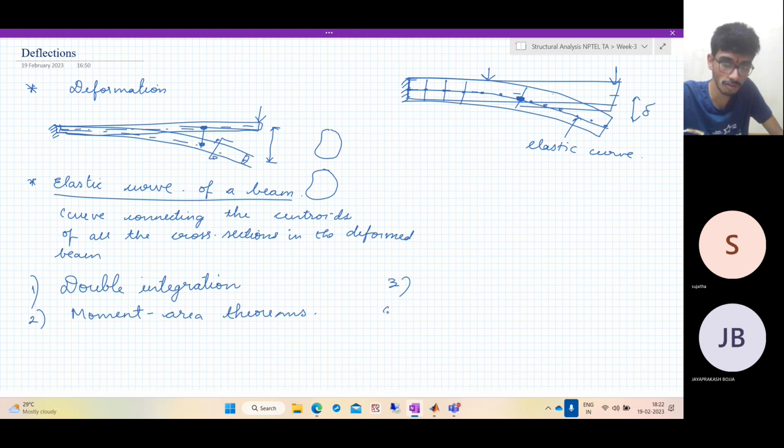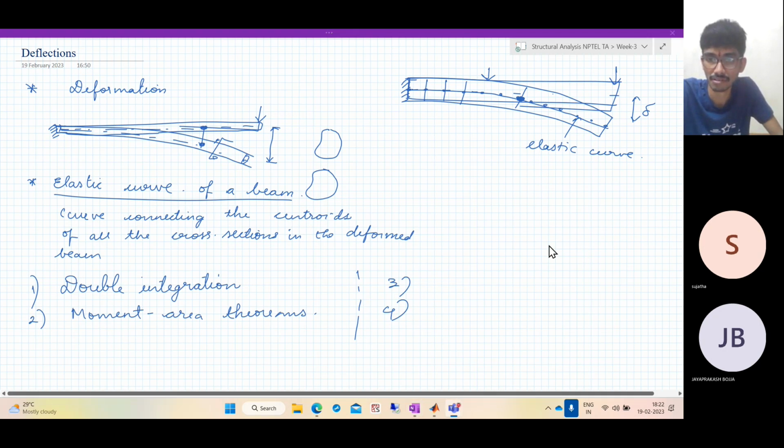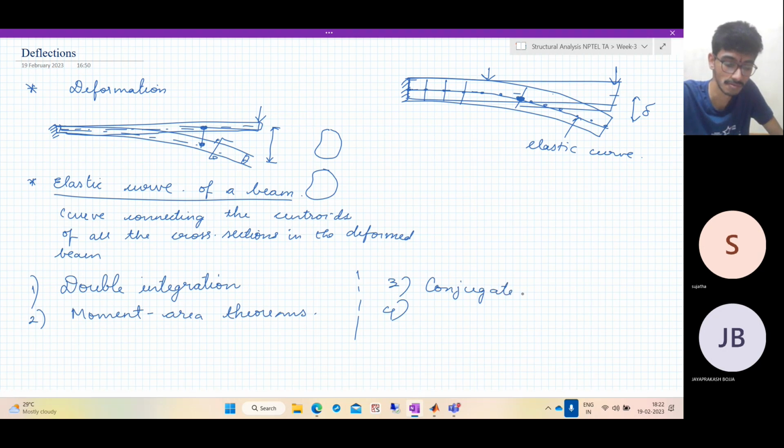There's also a third method and a fourth method, which will come up in the next session. The third method is the conjugate beam method, which is a very powerful method. And as we did for trusses, we have the unit load method. Today we'll be looking at these two methods for solving problems in statically determinate beams. So let's go ahead.